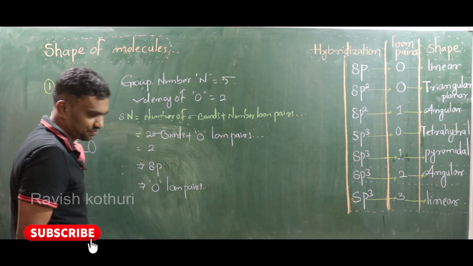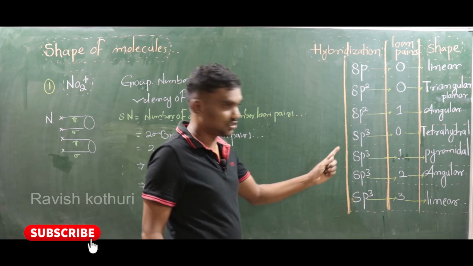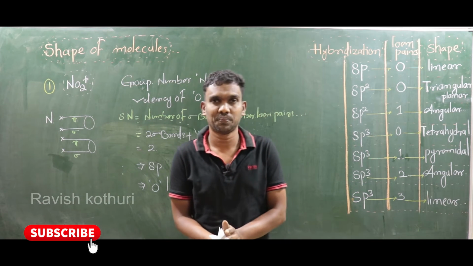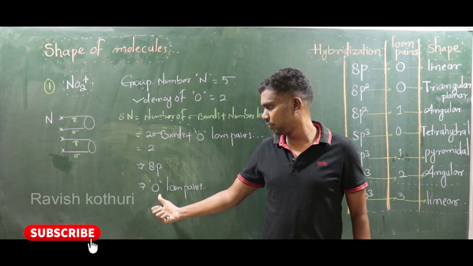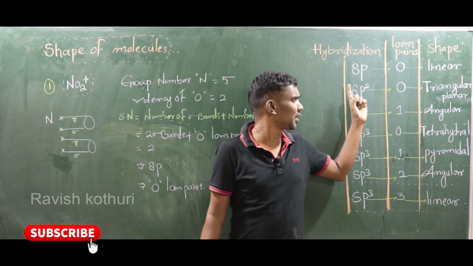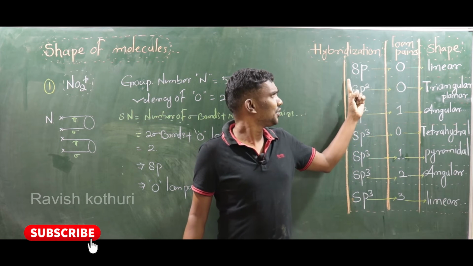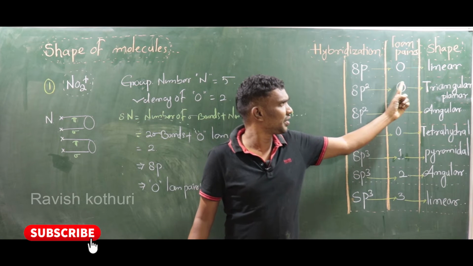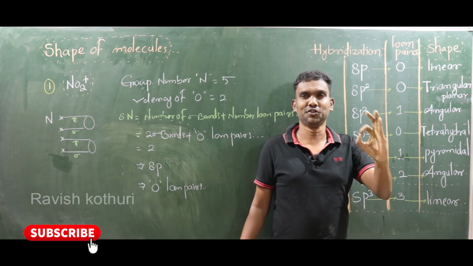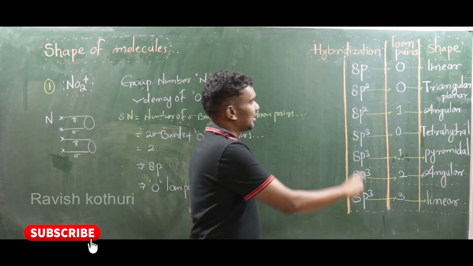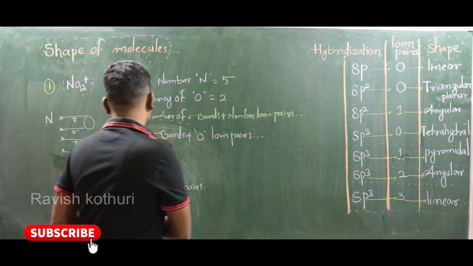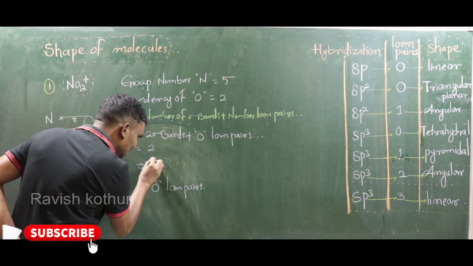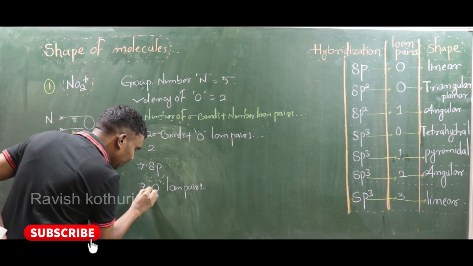Please hold on. What is the importance of this table? See here, table level. Observe carefully. Sp hybridization with 0 lone pairs. Look at the board here. Sp hybridization, 0 lone pairs. What is the shape? Linear. So that is the reason Sp hybridization with 0 lone pairs gives linear.